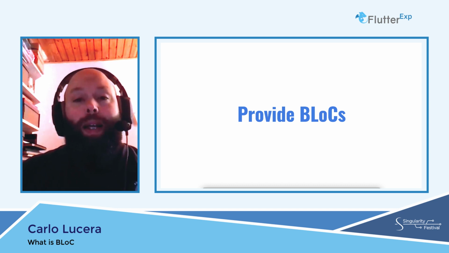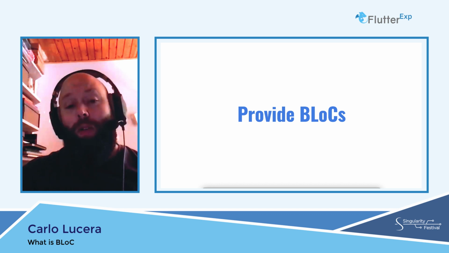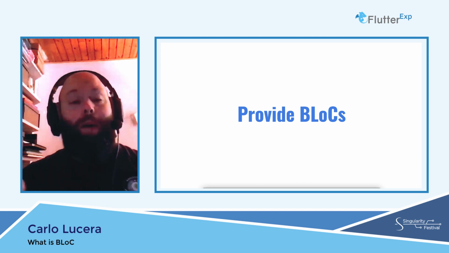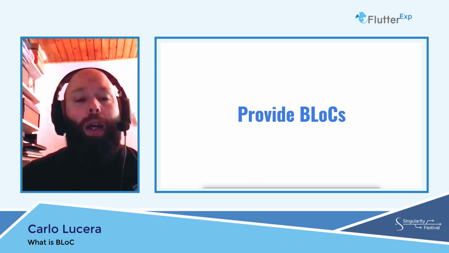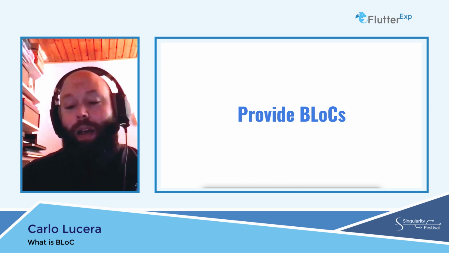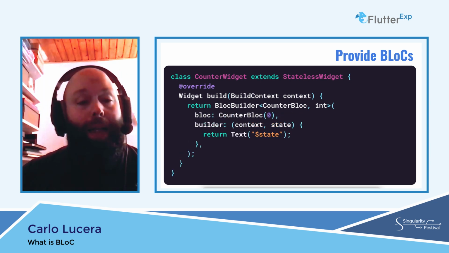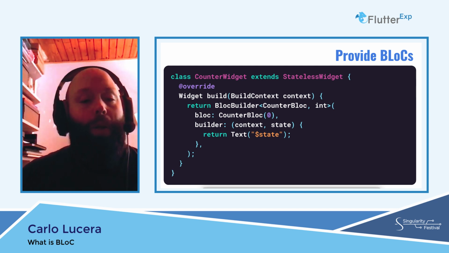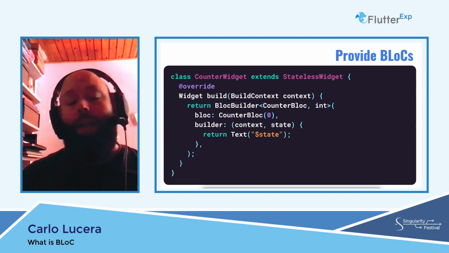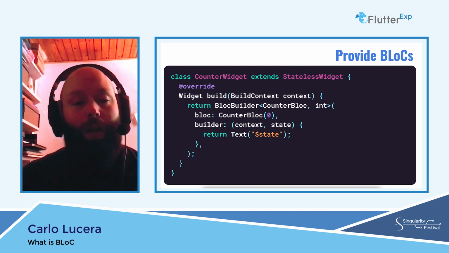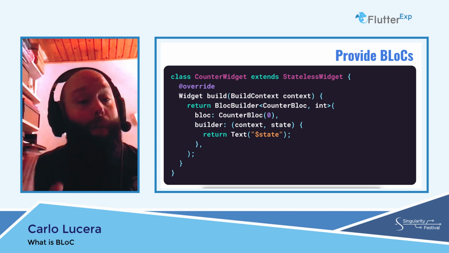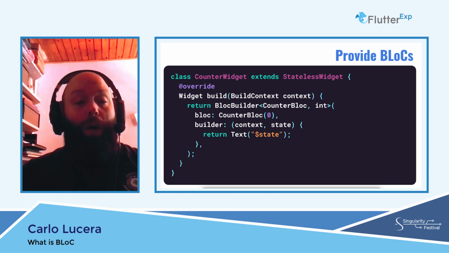Now we need to understand how to provide blocs, because we talked about the BlocBuilder and the BlocListener, but we still don't know how to set the correct bloc on our widget. We have several ways, mostly two. The first is the direct mode. Basically, in our BlocBuilder we just add the bloc parameter and say this widget starts with a counter bloc of 0, and that will be the basic value of our bloc.